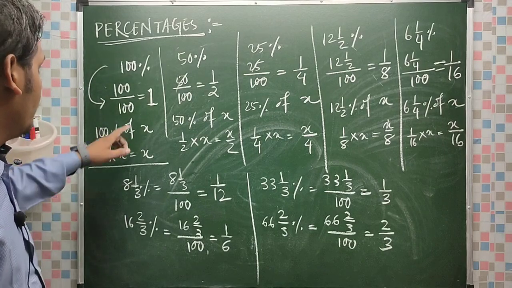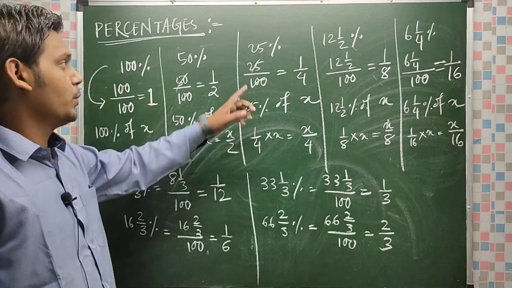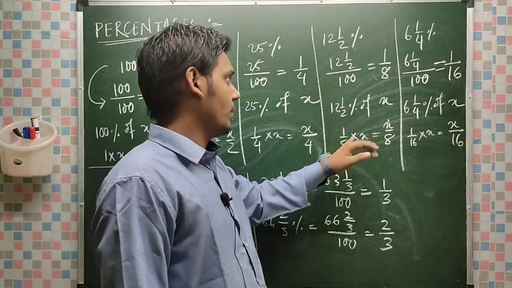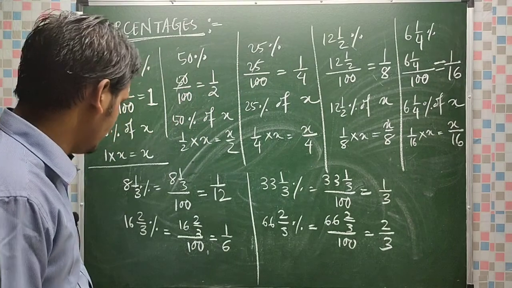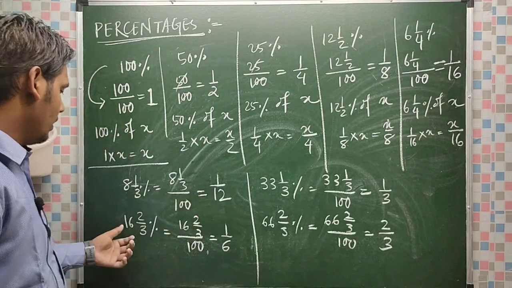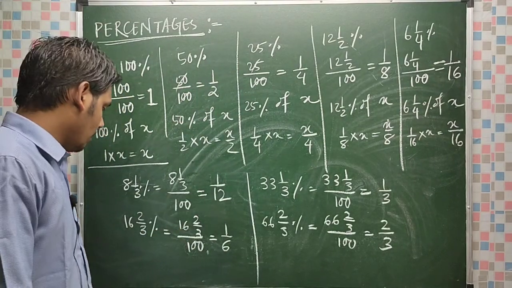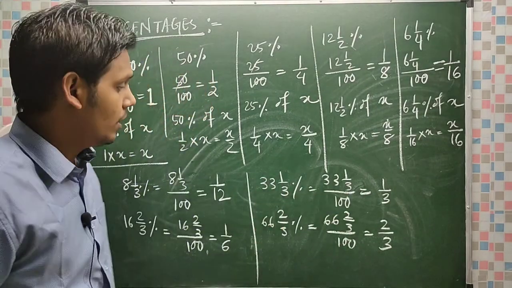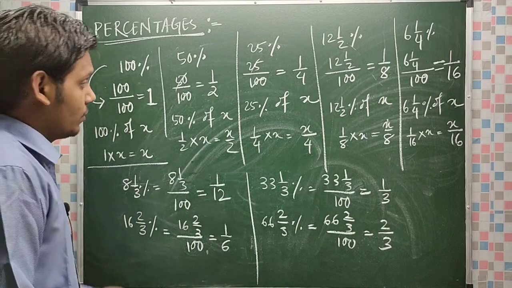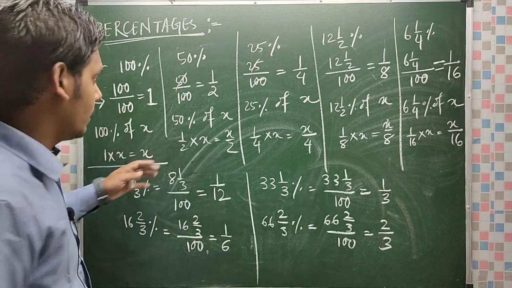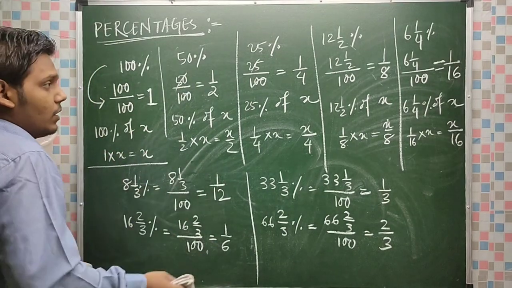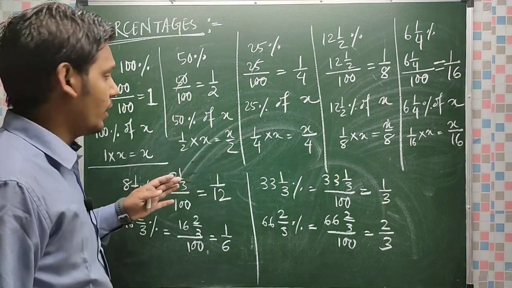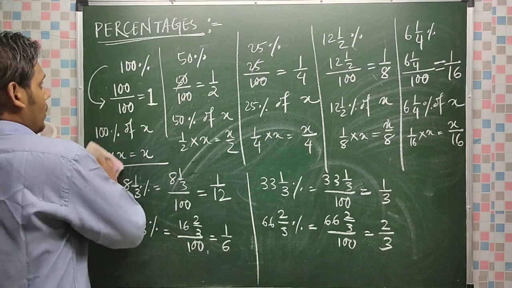So you have to remember 100 means 1, 50 means 1 by 2, 25 means 1 by 4, 12 and a half% means 1 by 8, 6 and 1 by 4 means 1 by 16, 8 and 1 by 3 means 1 by 12, 16 and 2 by 3 means 1 by 6, and thereafter 33 and 1 by 3% means 1 by 3, and 66 and 2 by 3 means 2 by 3. So this is how to evaluate. Now simply we write these shortcuts, you can take the screenshot also. Simply we write these shortcuts and we have to use them.